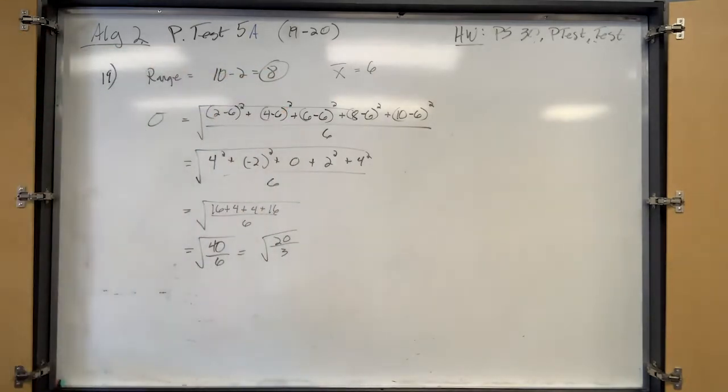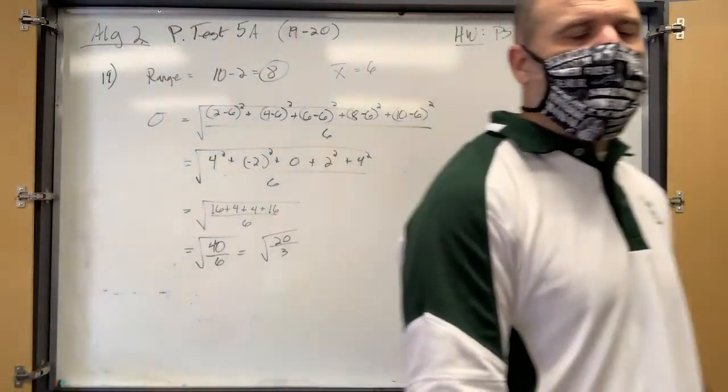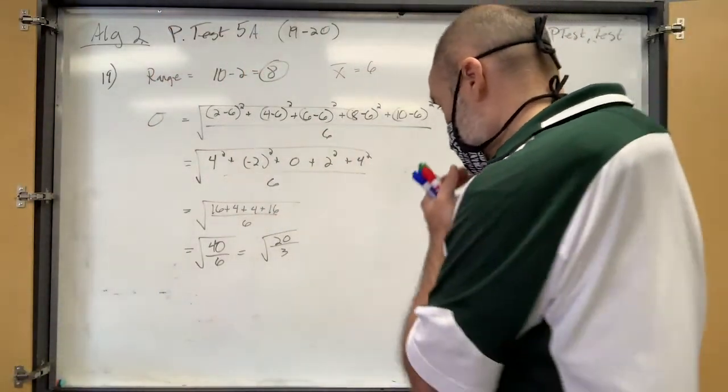Which gives you, what is that? Somebody want to do that for me real quick? 20 divided by 3 and then square root it.